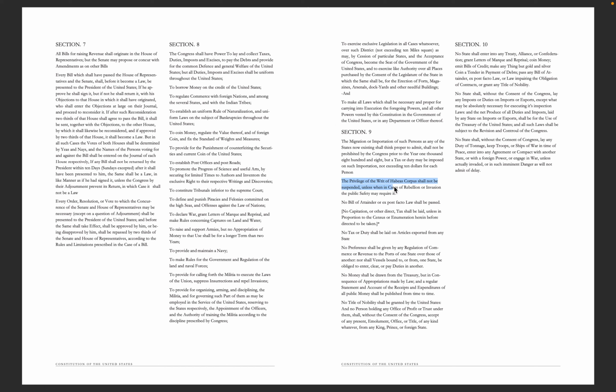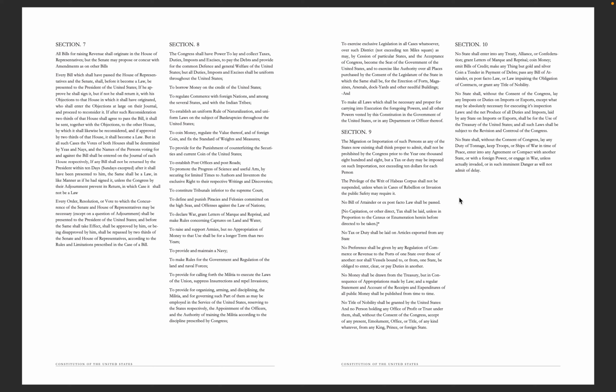Underneath that, it says, "the privilege of the writ of habeas corpus shall not be suspended unless when in cases of rebellion or invasion the public safety may require." So this is essentially allowing a declaration of martial law under extreme circumstances.